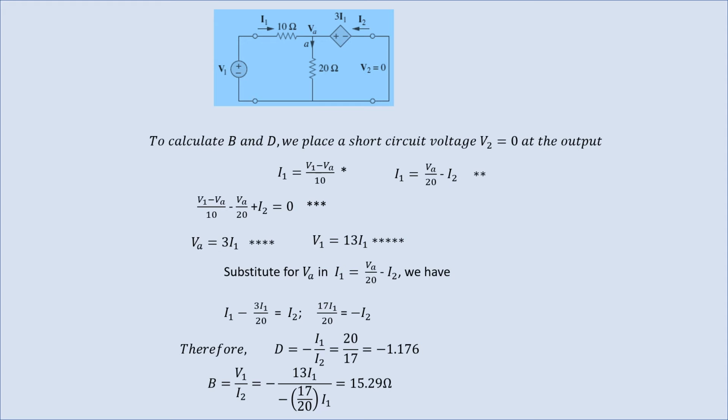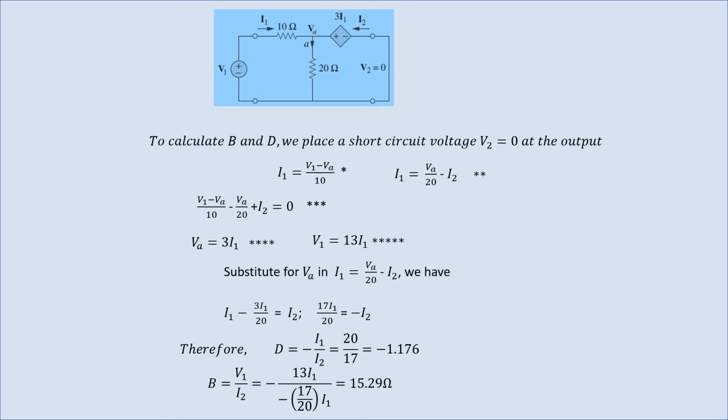Before then, we assume that at that junction where the 20 ohms and 10 ohms meet, we have a voltage called VA. You can represent it with anything. So by the principle of nodal analysis, our I1 will be V1 minus VA over 10, meaning that our I1 equals V1 minus VA over 10.